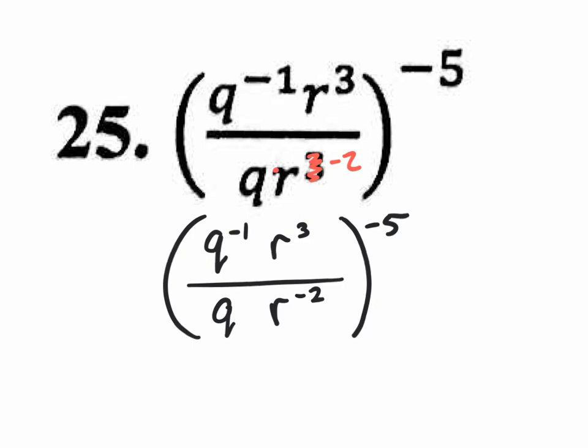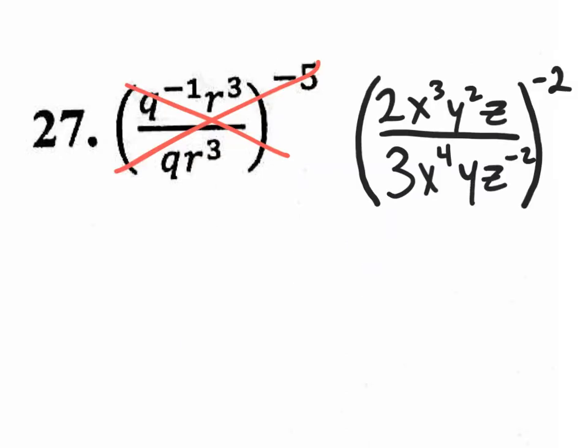Also, number 27 has a typo. Actually, 27 is just completely wrong. I don't know why, but on the worksheet it came out as something completely wrong. If you look at the back side of your worksheet on the solution section, 27 has a completely different question. So inside you're going to have 2x to the third, y to the second, z over 3x to the fourth, y, z to the -2. And it's all to the -2 power.